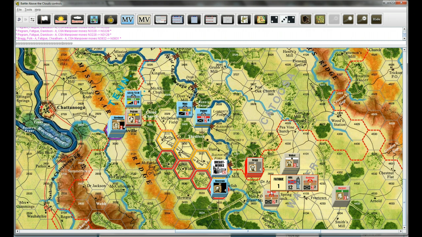So next time we're going to talk about the actual combat. We're going to prosecute a couple of individual attacks on the march, and then we're going to look at the full assault capabilities of these corps commanders.